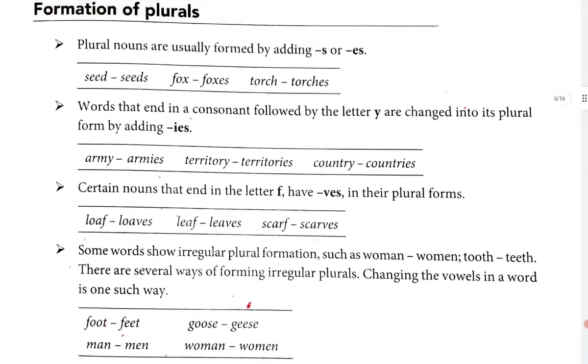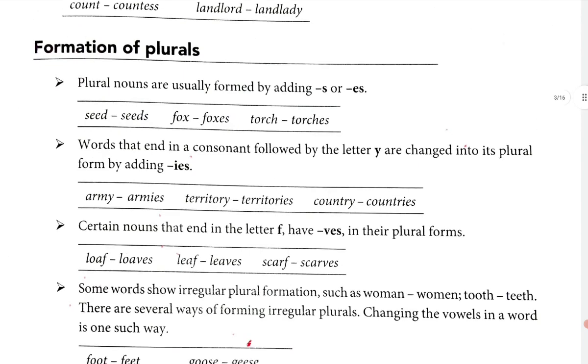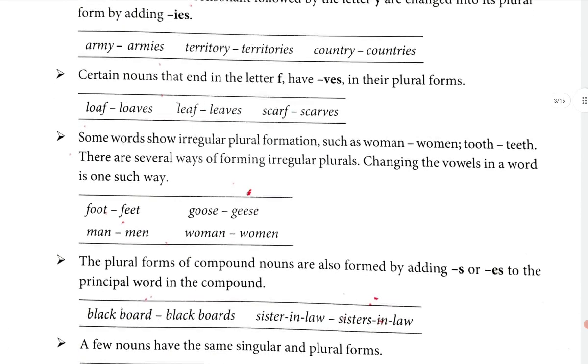Let us look into these rules again. Plural nouns are usually formed by adding s or es, seeds. Also, we suffix ies in words like army, armies.